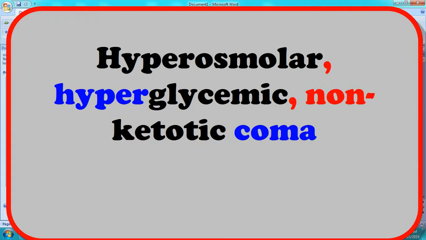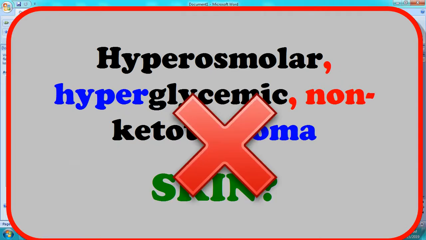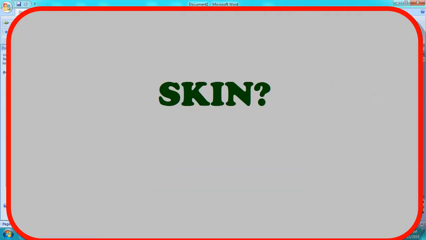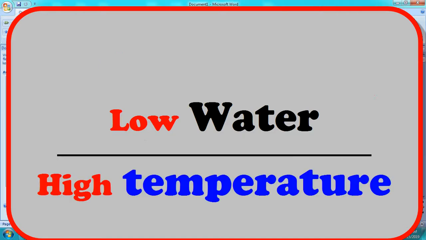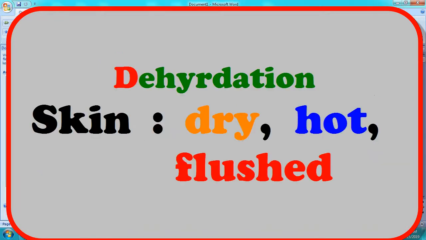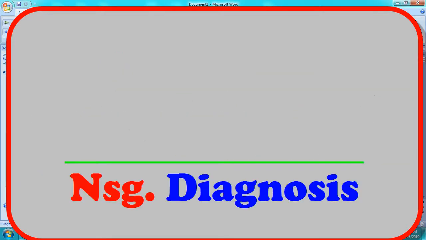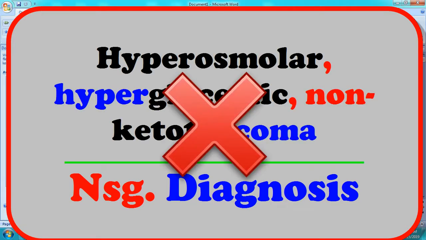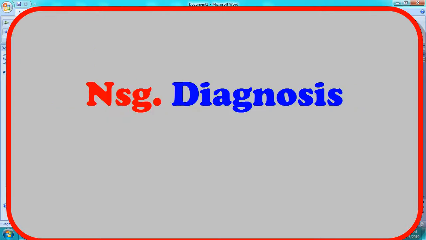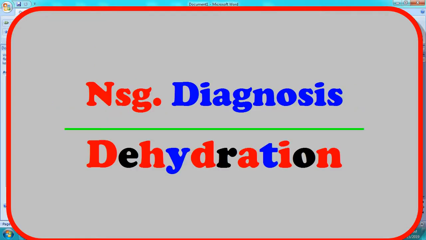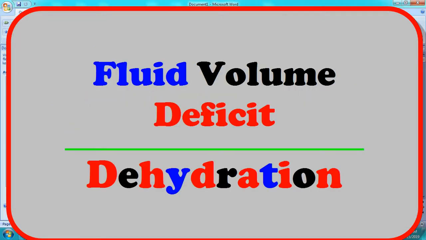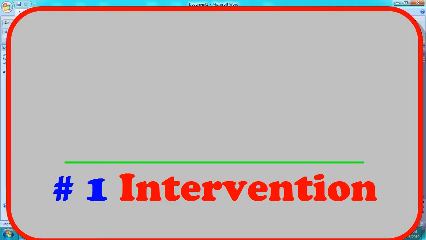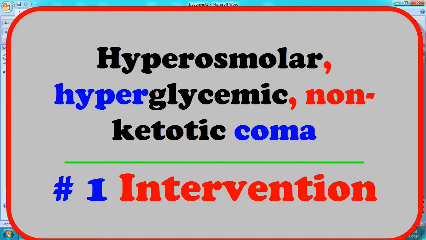So what would the skin look like in HHNK? Don't answer that. What would the skin look like in dehydration? Low water, hot, flushed, dry. What would be the number one nursing diagnosis that you would see with HHNK? We'll refuse to answer that. What would be the number one nursing diagnosis you would see with dehydration? Fluid volume deficit.